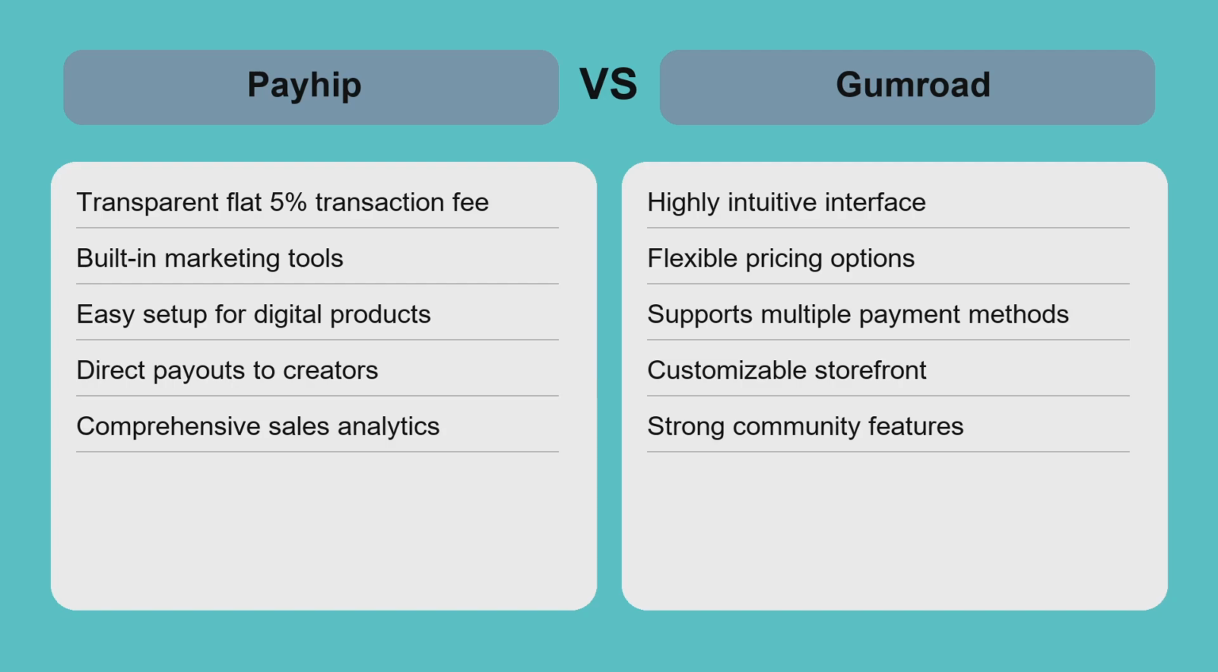For example, a writer selling ebooks and memberships might prefer Gumroad for its pay-what-you-want pricing, while a designer offering digital downloads with discount codes benefits from Payhip's marketing tools. Both platforms offer easy setup and direct payouts, but your choice depends on whether you prioritize cost predictability and marketing or flexible pricing and payment methods.